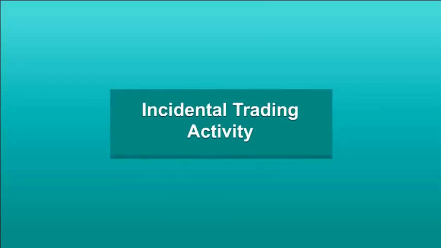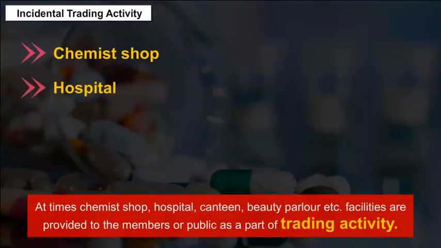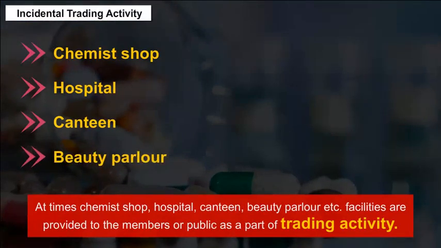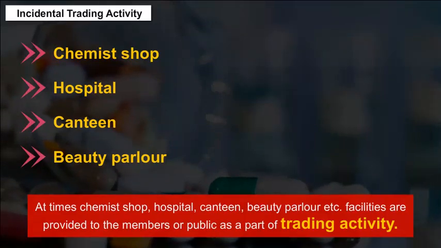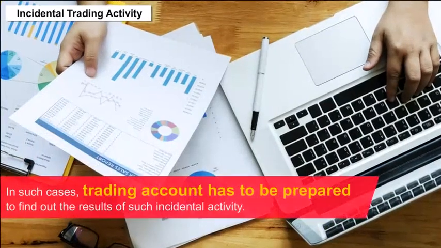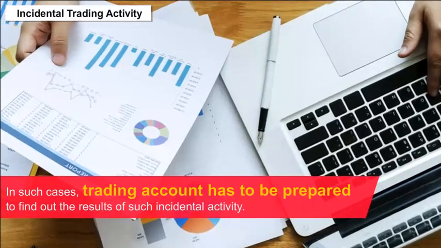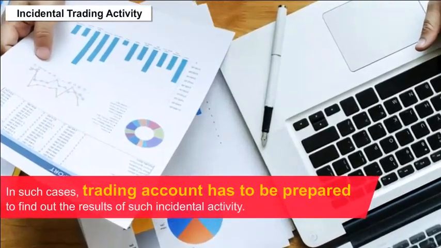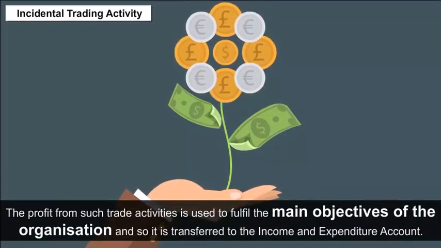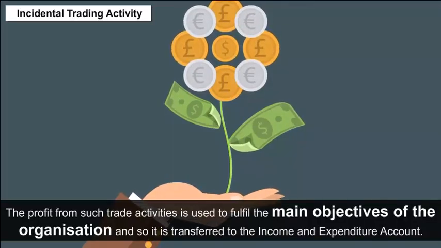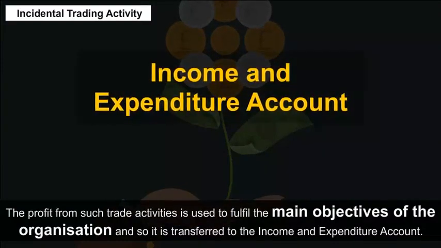Incidental trading activity. At times, facilities like chemist shop, hospital, canteen, beauty parlor, etc. are provided to the members or public as a part of trading activity. In such cases, the trading account has to be prepared to find out the results of such incidental activity. The profit from such trade activities is used to fulfill the main objectives of the organization, and so it is transferred to the income and expenditure account.